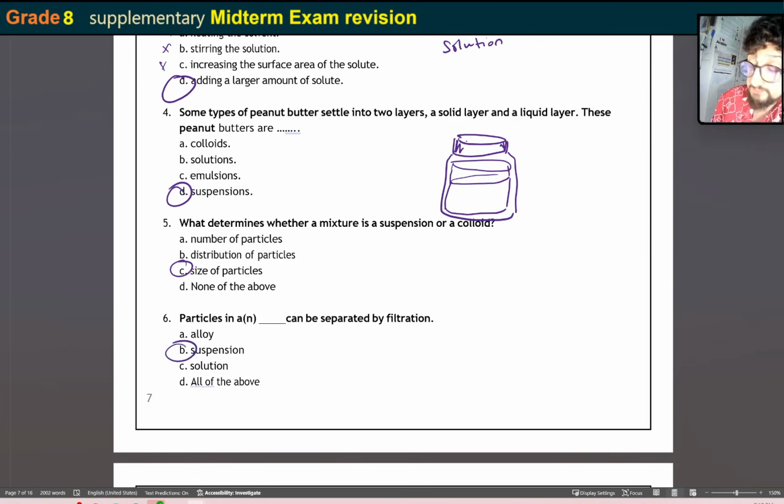In a solution, you can't separate them through filtration because they're dissolved inside. So if you have salt dissolved in water and you try to filter it, the salt and the water will pass through the filter because the salt is dissolved in the water. Alloy just means a mixture of metals, so this doesn't even make sense with alloys. A suspension is where you have a solid in a liquid, or at least one type of suspension is, like sand and water, and that can be separated using a filter.